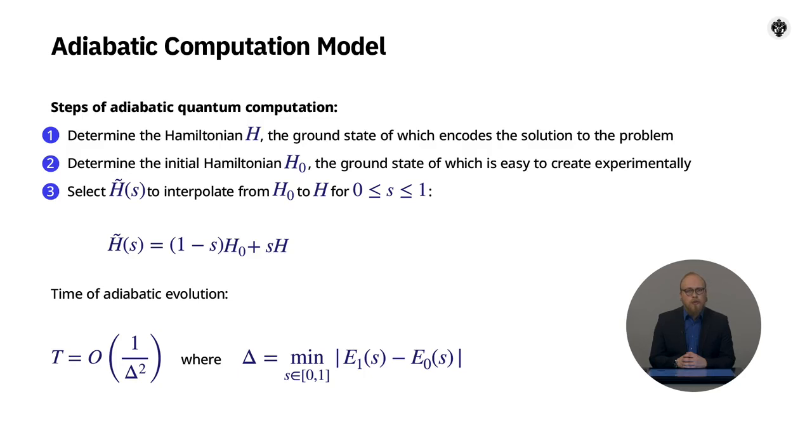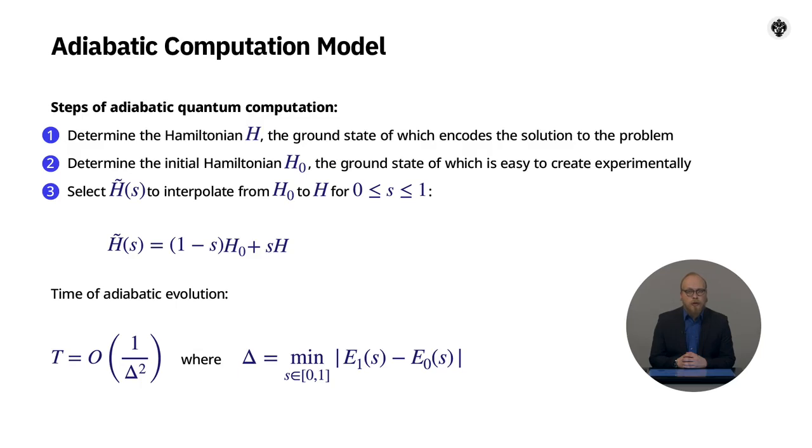First, one needs to prepare the physical system in the ground state of some simple Hamiltonian H0. Next, the simple Hamiltonian H0 must be evolved to the desired complex Hamiltonian H. Such an evolution may be described by the Hamiltonian H tilde of S. Here S is the parameter that we will change in the experiment from 0 to 1.